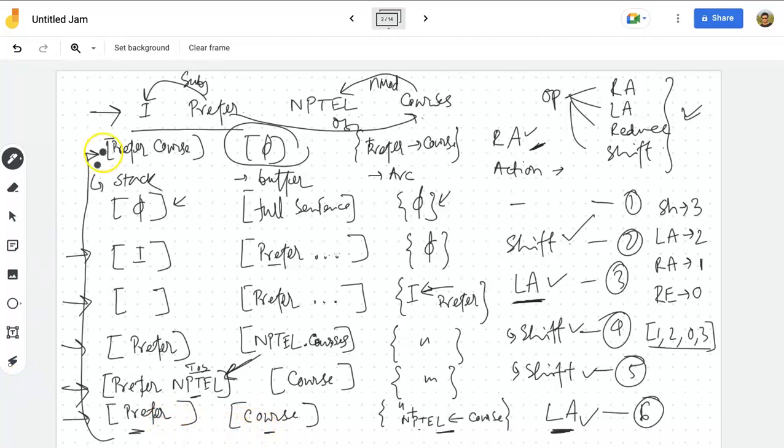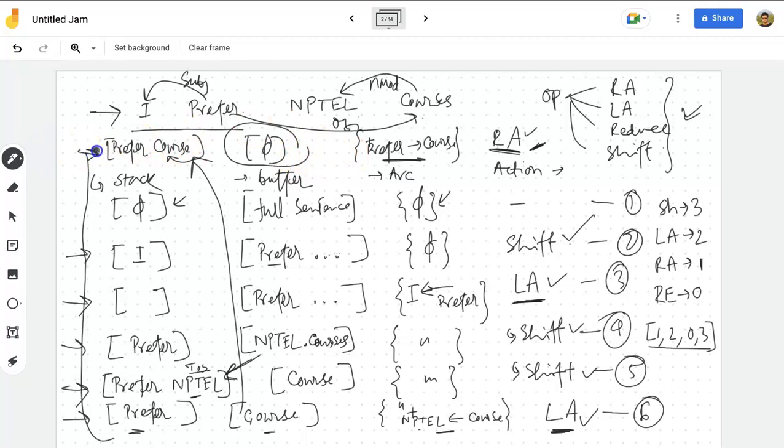We just write it here. If you take the right arc, we have added the arc here, and the buffer item will go into the stack, and the buffer will be empty. So the course is in the stack, and the buffer is empty.